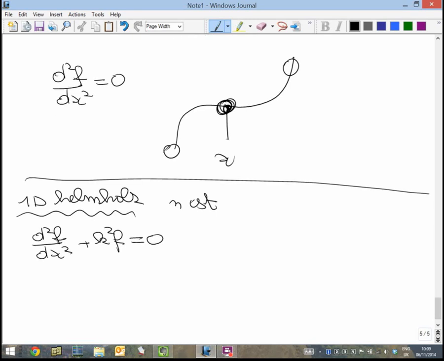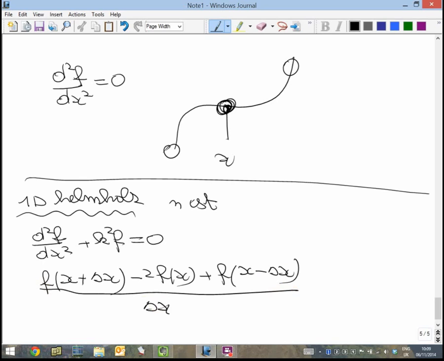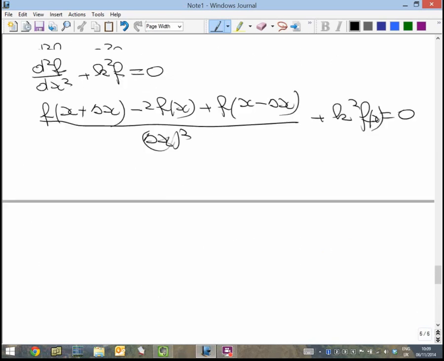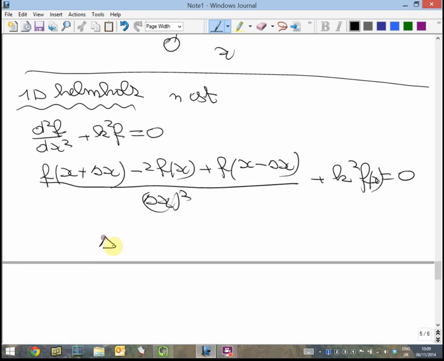So if we do that, we can approximate our second order derivative, and we can write that the second order derivative is f of x plus delta x minus 2 times f of x plus f of x minus delta x. We need to divide by delta x squared. Then we have k squared f, and this thing should be equal to 0. Okay. Let's be lazy and let's put delta x equal to 1. So let's not worry about convergence. This is just to give an example so that the notation becomes a little bit lighter.